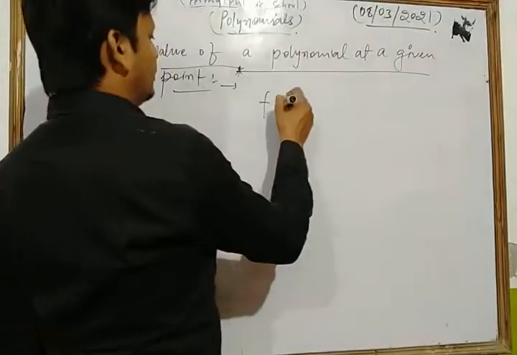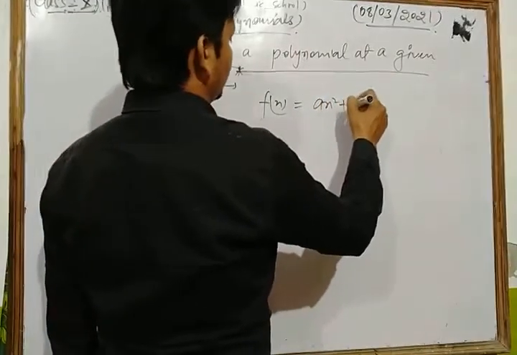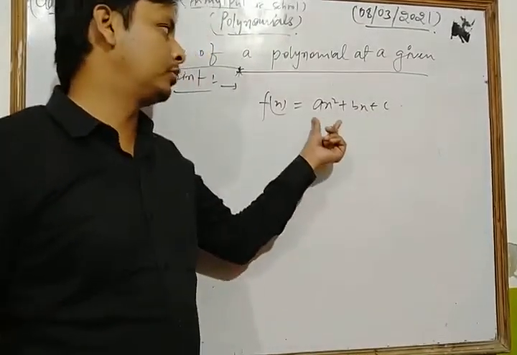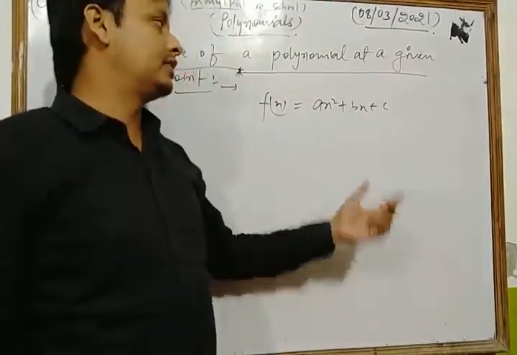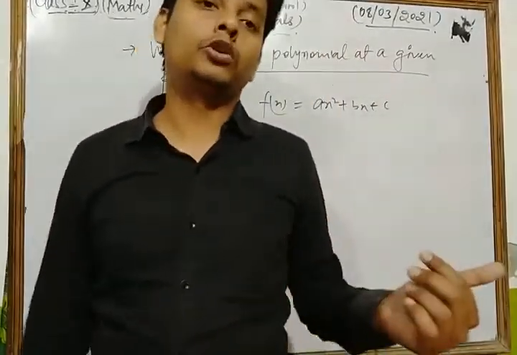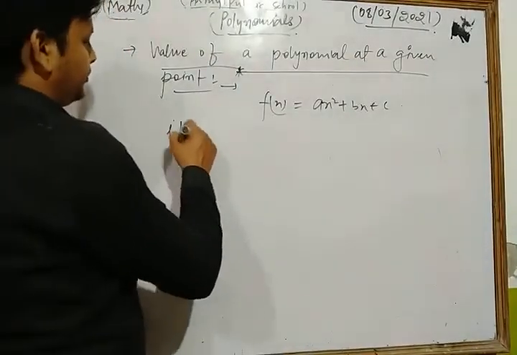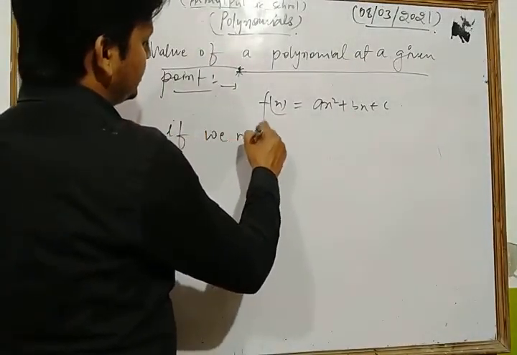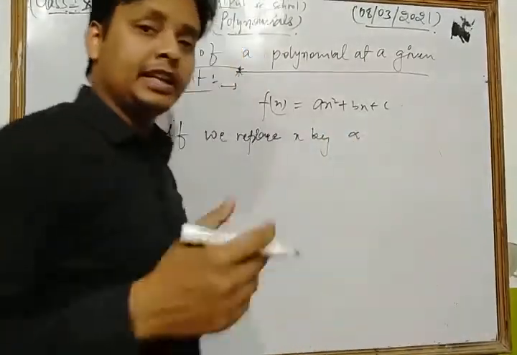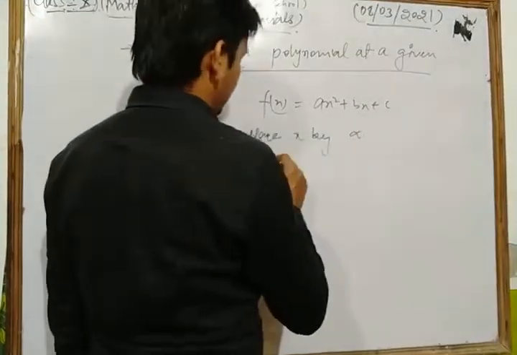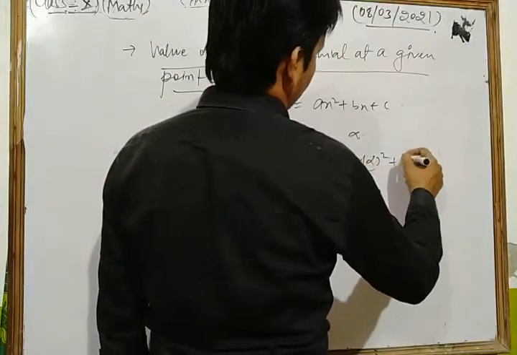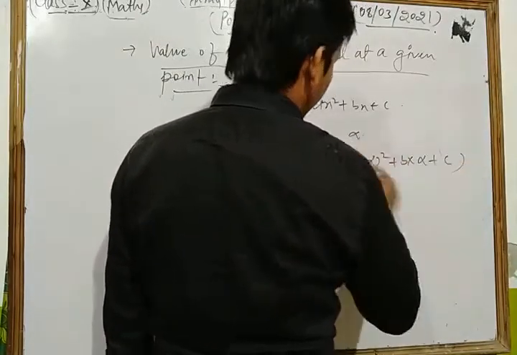Suppose that we have a polynomial f of x is equal to ax square plus bx plus c. This is a quadratic polynomial, where a, b, c are any real numbers. Now we find the value of the given polynomial if we replace x by alpha. Here alpha is any real number, that is, f of alpha is equal to a into alpha square plus b into alpha plus c, and simplify them.